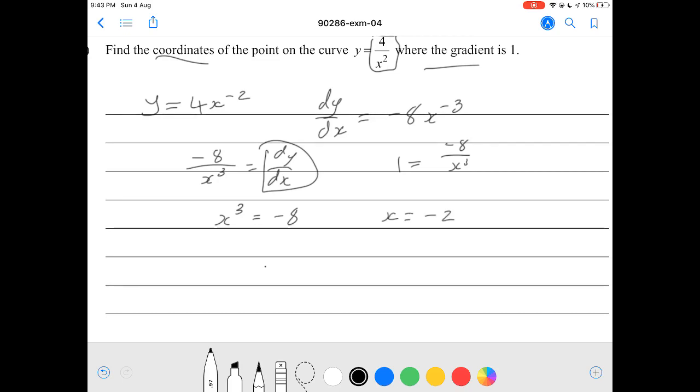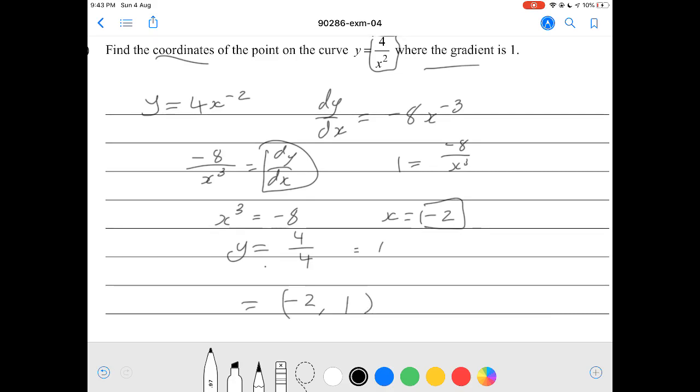You're not quite done yet, because it says find the coordinates of the point. So now we need to substitute our negative 2 back into our equation. So y equals 4 divided by negative 2 squared, which is 4 divided by 4. A negative number squared is positive, so that should give us 1. So our final point would be negative 2, 1.